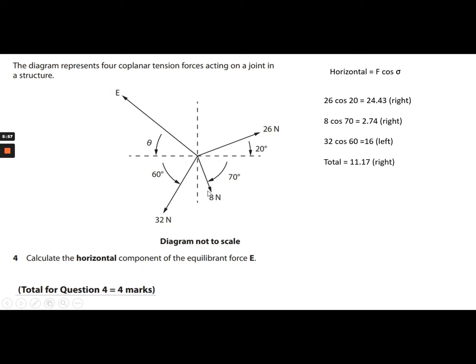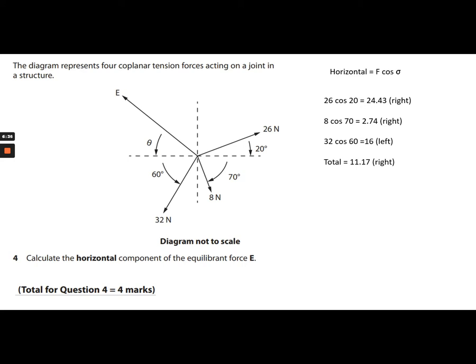Let's do the 8 newtons now. Force cos theta. 8 cos 70 gives me 2.74, also to the right. Let's solve this one horizontally. 32 cos 60. That's 16 newtons, and that's to the left. You've got to take one way away from the other. So 24.43 added to 2.74 gives you the total to the right. Take away 16 to the left, which leaves you with 11.17 newtons to the right, and that's your answer to this question.